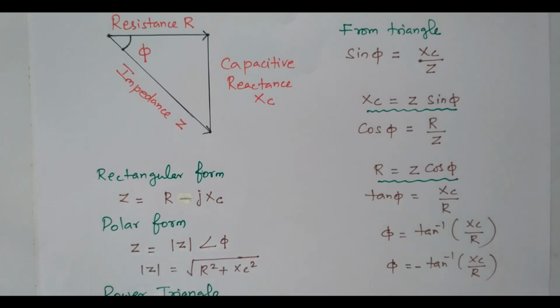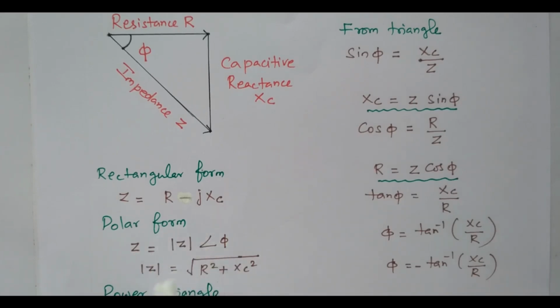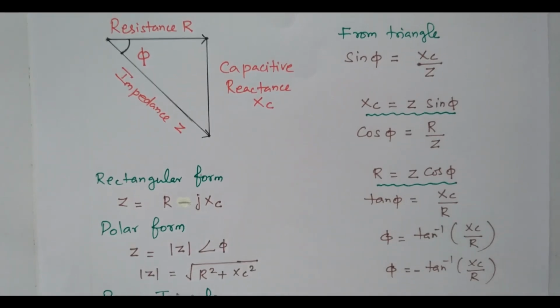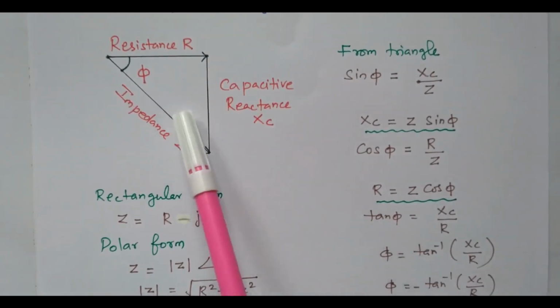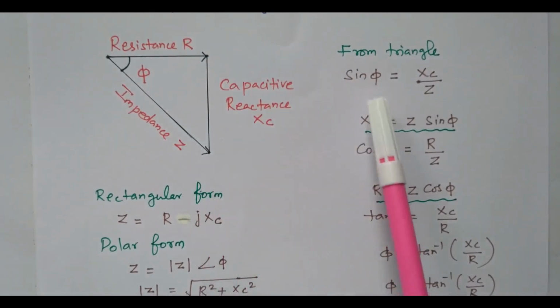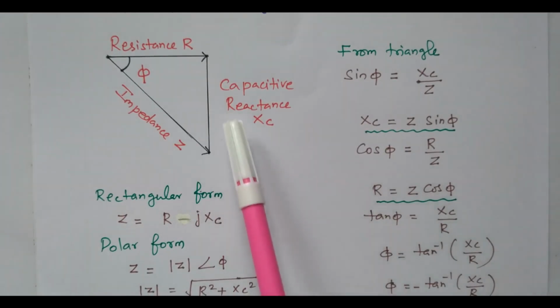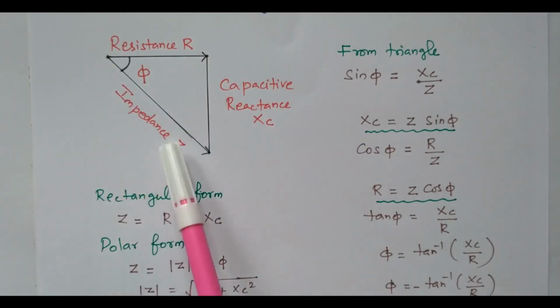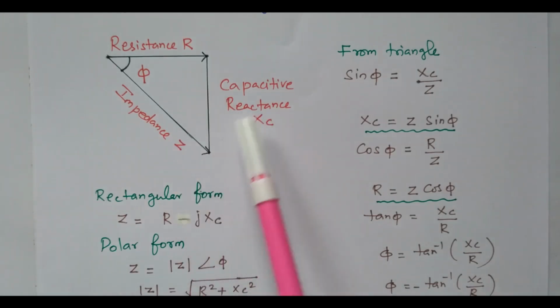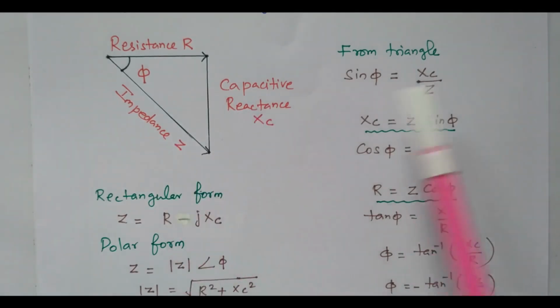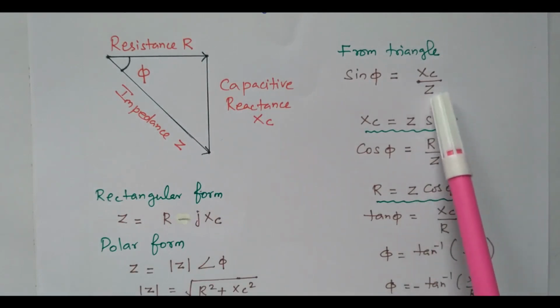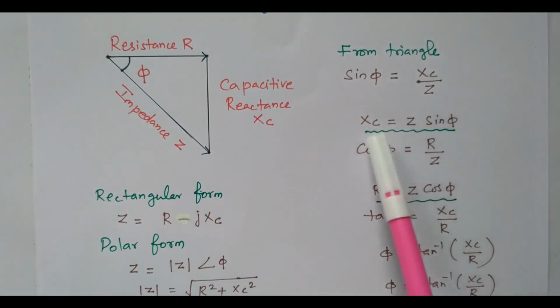It's a polar form. How will you find the modulus of Z? Square root of R square plus Xc square. Then how will you find the phase angle phi? From this triangle we can find sin phi. Sin phi equals opposite side by hypotenuse, Xc divided by Z. From that, cross multiply, so Xc equals Z into sin phi.